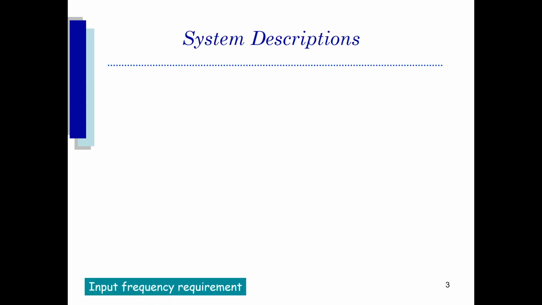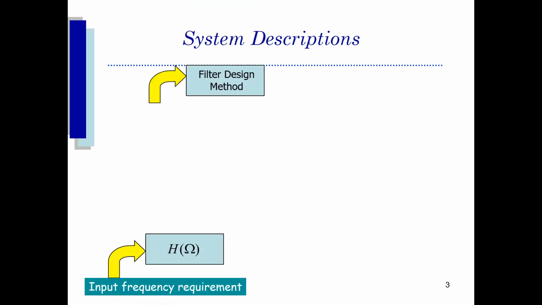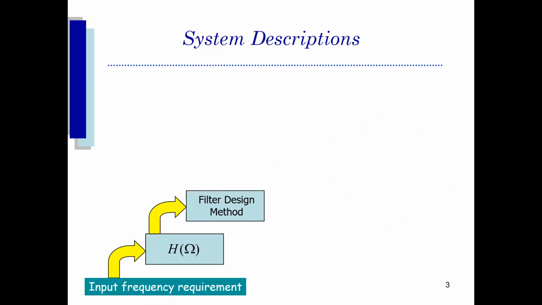So you start with a frequency, some requirement, and from that, remember, that gives you H omega. If I give you the frequency response requirement, you have H omega here. From H omega, we look and see what is the best approach to design a filter to give me that H omega? And we're going to talk about that in subsequent lectures. And then from that, I get the transfer function of the filter.